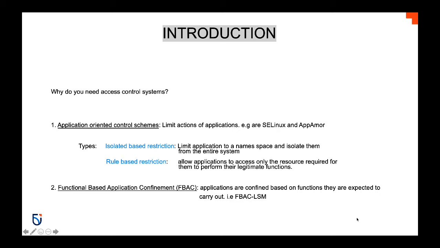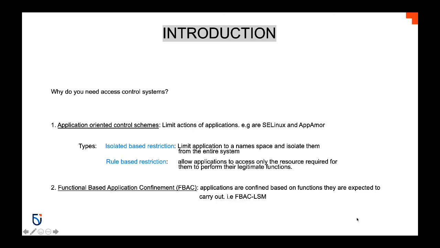But this application-oriented control scheme is divided into two broad groups. The first one is the isolation-based restriction, and what this does is to restrict applications to a namespace and isolate them from the rest of the system. So try and imagine you had 5 applications. Each application is restricted to its own namespace. But the problem with this is, what happens when these applications need to communicate with one another, when they need to exchange data or resources with one another? So that's a snag on this.